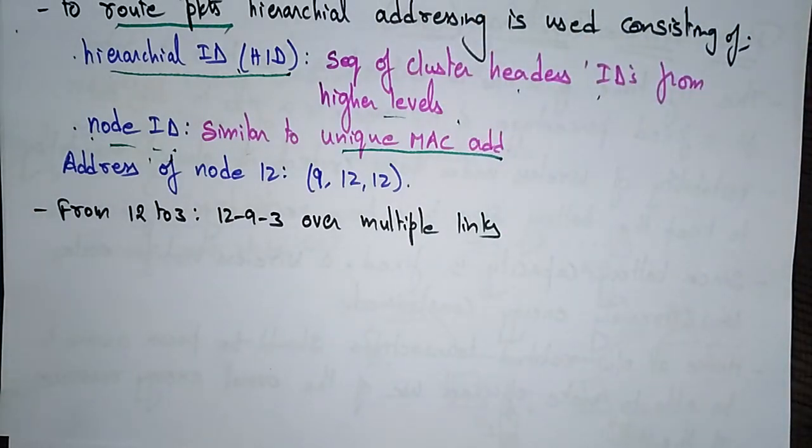Here I have given the basic introduction of HSR, the hierarchical state routing protocol, which is an example of the hierarchical routing protocols. These hierarchical routing protocols are used to reduce the size of the routing tables and for better scalability. Thank you.